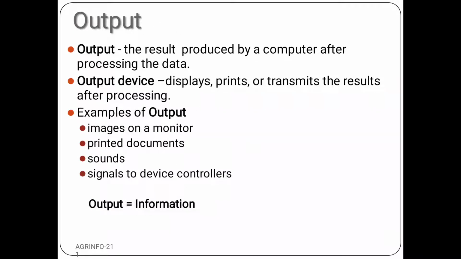Output is the result produced by a computer after processing of data. An output device displays, prints or transmits the result after processing. Examples of output: images on the monitor, printer, documents, sound, signals of device controller. Output equals information.